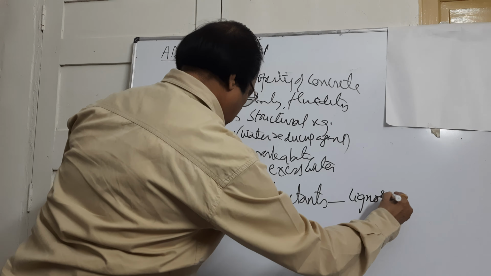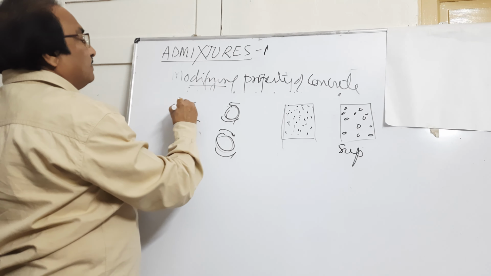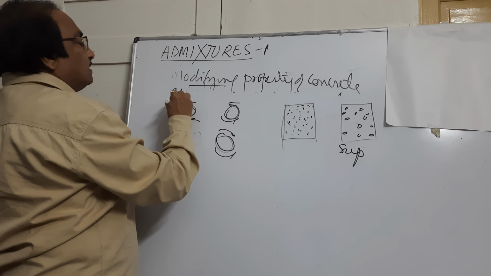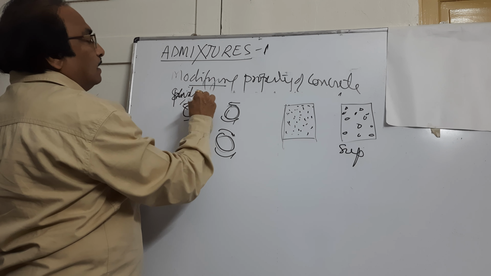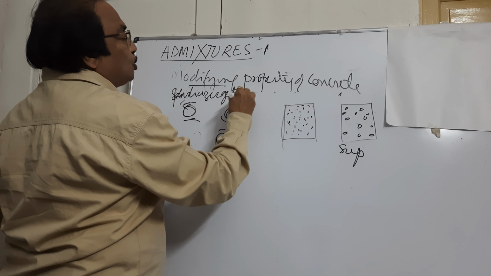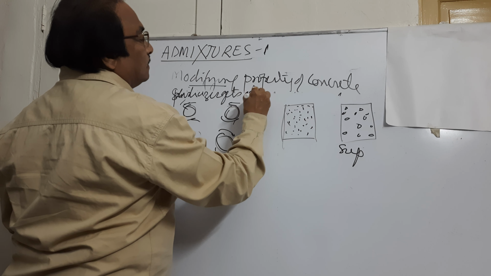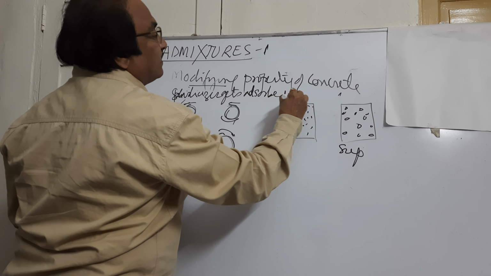Why is this happening? Suppose I take any cement particles here, whatever plasticizer we are adding gets absorbed to the surface. So plasticizer gets absorbed to the surface.